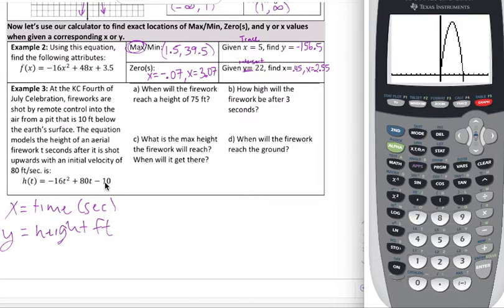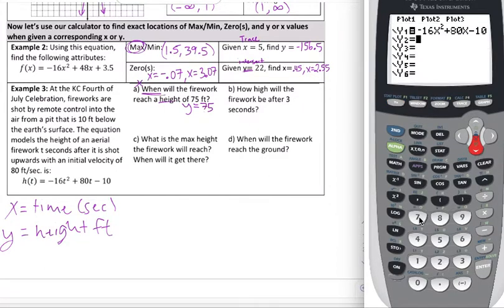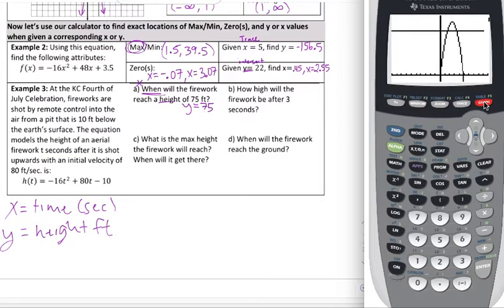All right, so we want to ask, when will the firework reach the height of 75 feet? So what it's telling us is my height, y, so it's saying y is 75 feet. When is that firework going to get there? And when means x, because it's talking about seconds. So it's essentially saying if y is 75, what's x going to be? So guess what? We got to go in and go y equals 75, and let's figure out where that happens.